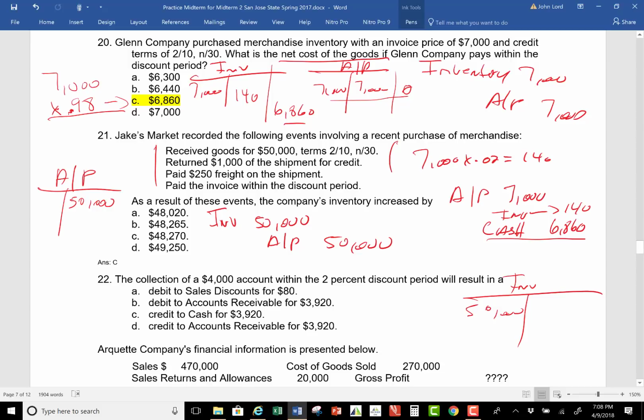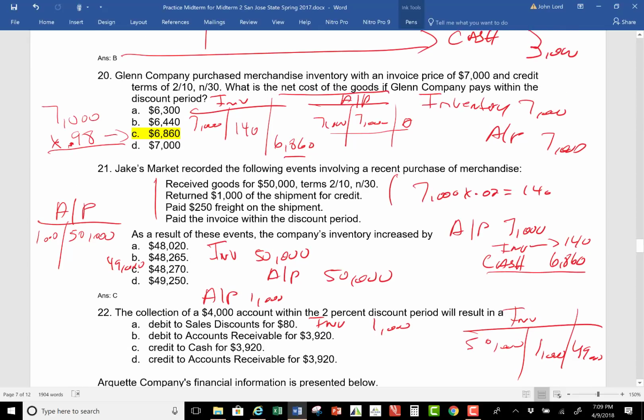Returned $1,000 of the shipment for credit. So I'm going to go ahead and do what? Debit the accounts payable for 1,000 and credit the inventory here. I'm going to write it down here for $1,000. And when I do, the inventory balance is now what? 49,000, as is the accounts payable. Okay, good. So we got 49,000 in inventory, 49,000 in accounts payable.